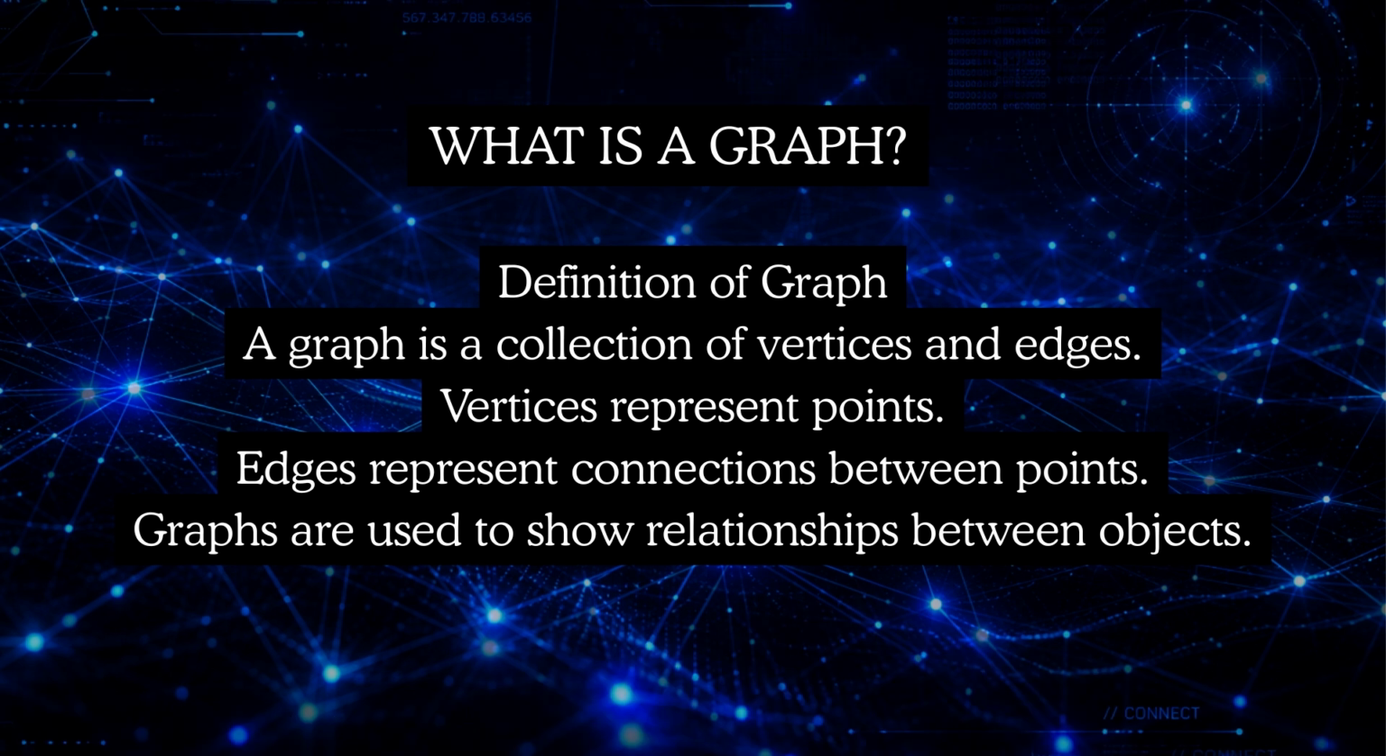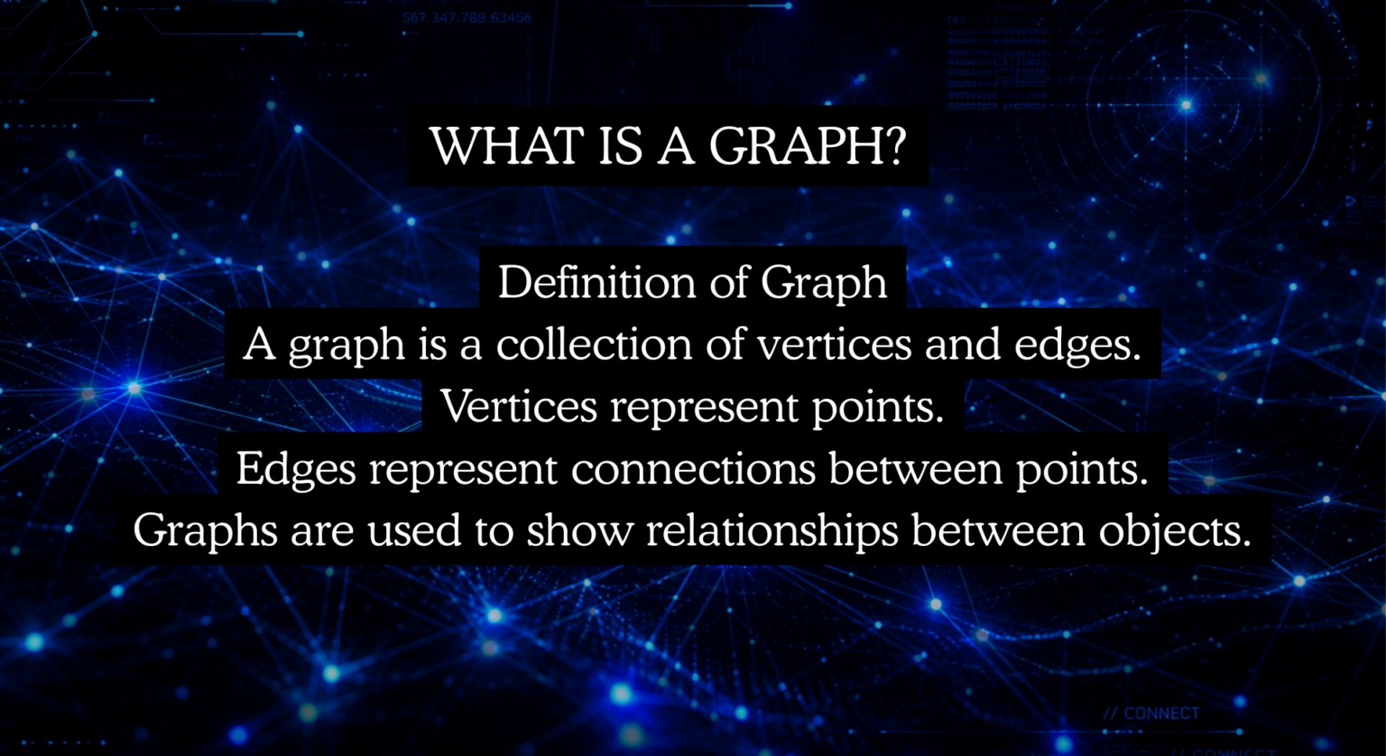Before discussing crossing numbers, we first need to understand what a graph is. A graph is a mathematical structure that consists of vertices and edges. Vertices are represented as points, while edges are lines that connect those points. In the example on the screen, the glowing white circles labeled A, B, C, and D are the vertices, and the blue lines connecting them are called edges. Graphs are commonly used to represent relationships between objects, such as computer networks, transportation systems, and social connections.